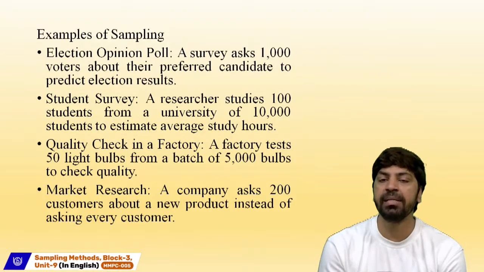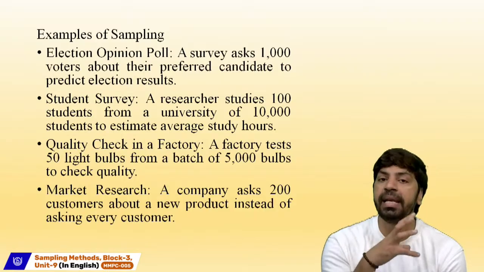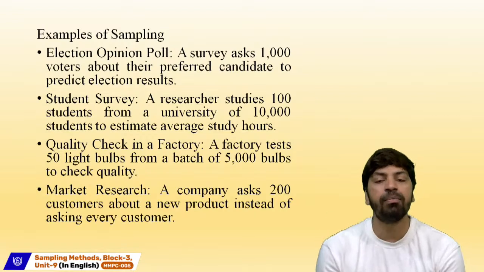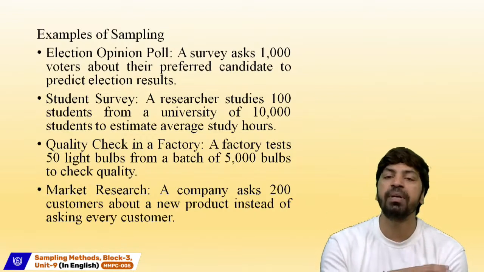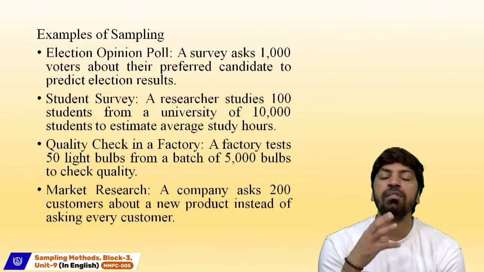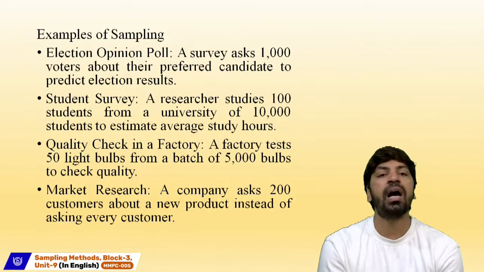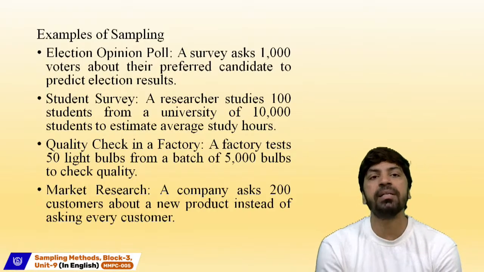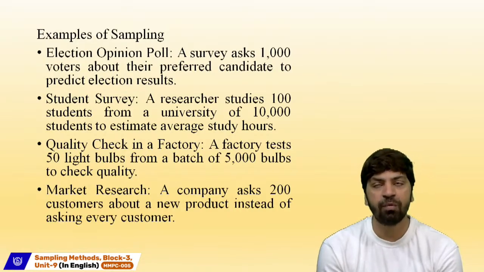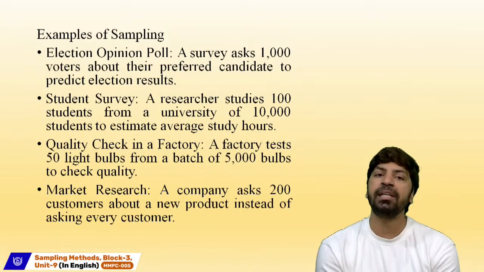But sampling is selecting a sample or a response from a selected group of individuals from the population, which represents the whole population. It is a process of collecting data from a subset of the population, and that is called sampling. So what are the examples of sampling? The first is an election opinion poll: a survey asks 1,000 voters about their preferred candidate to predict the election results.